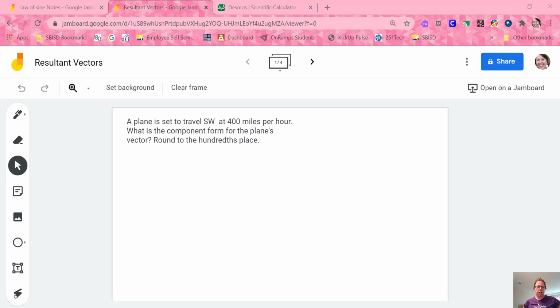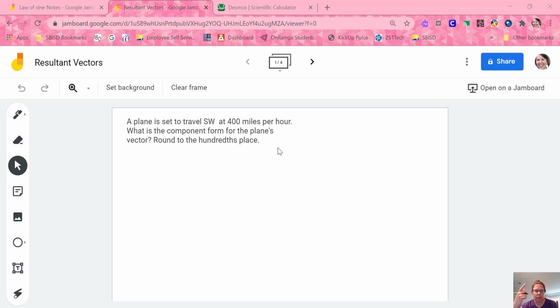Okay, so what you guys learned last week, we are taking and putting it all together into one really large problem with multiple parts today. What we're going to do first is look at the problem. Here we have a plane that is set to travel southwest at 400 miles per hour.